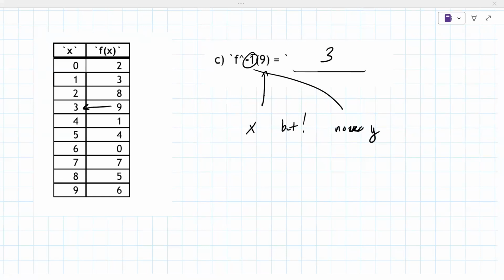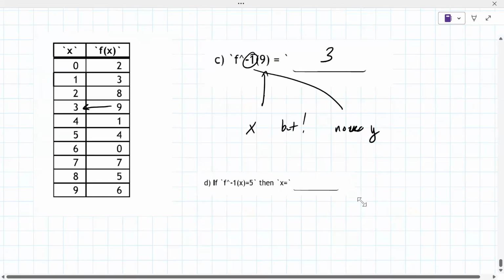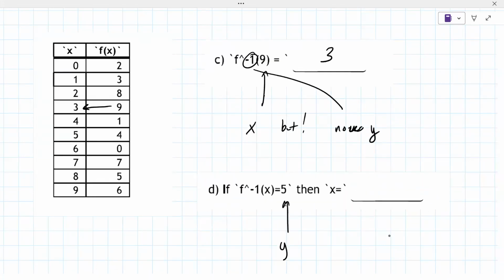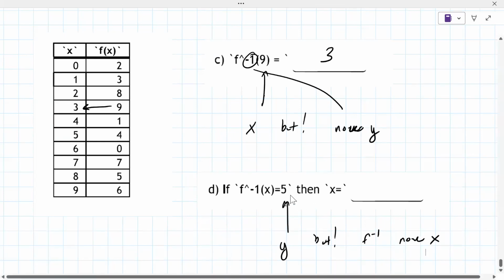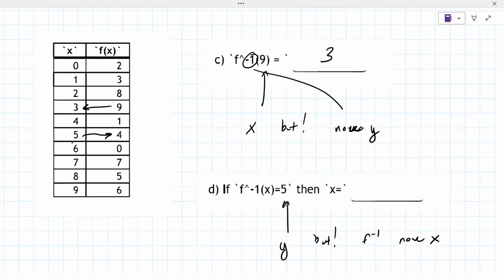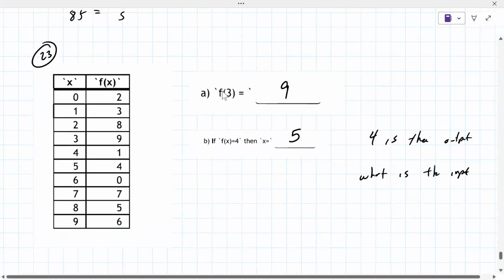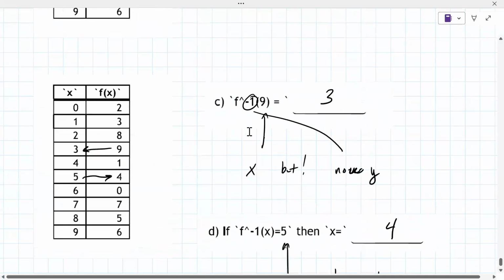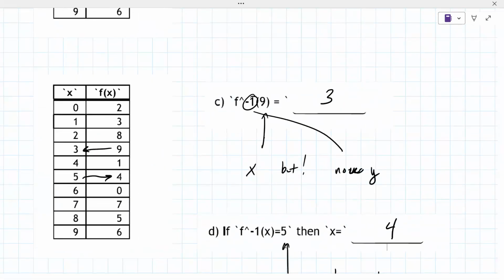Now the last one, D. Again, normally this is y, but because it's f inverse, it's now x. So you go to 5, and that's 4. Yeah. I don't make the rules. You've got to play by the rules here. It's not confusing. This is standard, x, that's y, but then these are flipped. Just flip it.